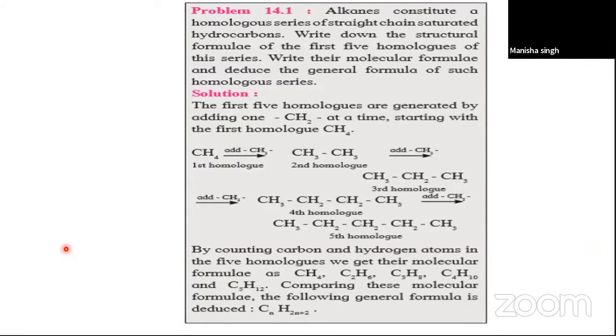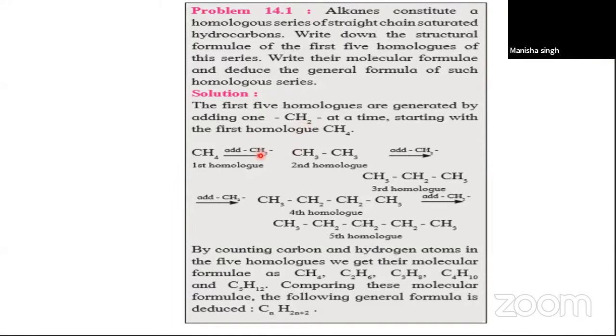Alkanes constitute a homologous series of straight chain saturated hydrocarbons. Write down the structural formula of the first five homologs of this series. Write their molecular formula and deduce the general formula of such homologous series. Now, what is given here? The first five homologs are generated by adding a CH2 group at a time. You have seen the members of the homologous series differ by CH2. So if we want the molecular formula of the next homolog, we have to add CH2 to it.